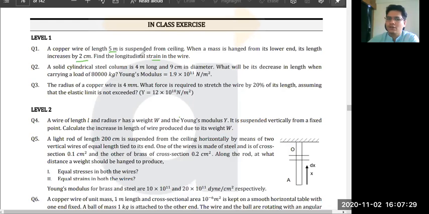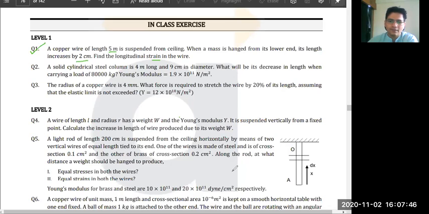Tell me, yes or no? Strain is delta L by L. It is just formula putting. Agree? The only thing is it should be in the same unit. That's it. So it is 2 into 10 to the power minus 2 by 5. Easy. First one. Now second one.